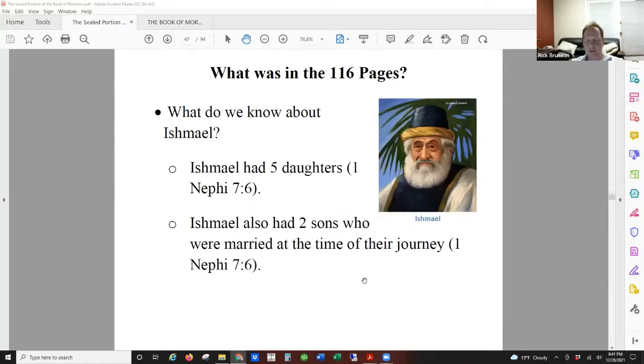Another bit of information that may have been in the lost 116 pages is regarding Ishmael. So what do we know about Ishmael? Well, the Book of Mormon tells us that he had five daughters who married many of Lehi's sons, and he also had two sons who were married at the time of their journey.